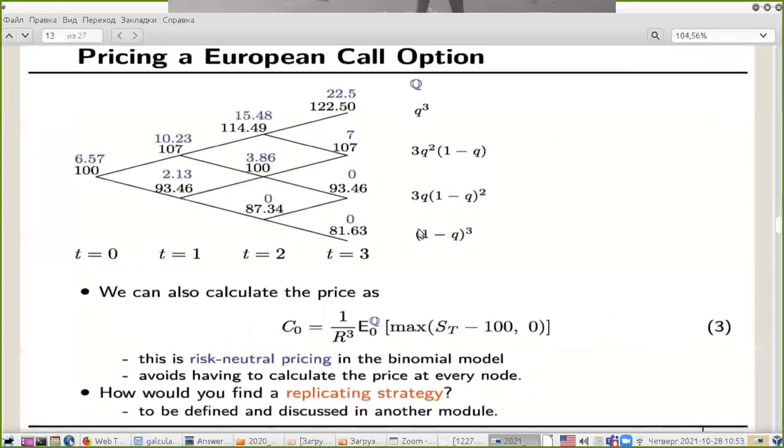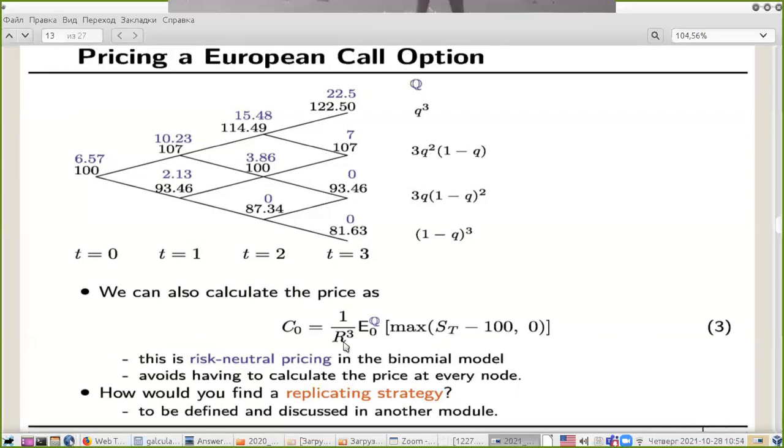The second way is we can write these probabilities for the final step, and after that we can find this product, this value multiplied by this multiplied by this, and find the sum of this, and it is the mathematical expectation. And after that, find the discounted mathematical expectation. It is the second way.